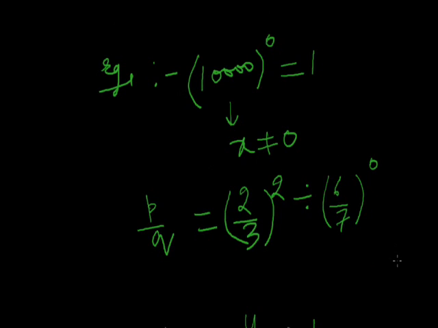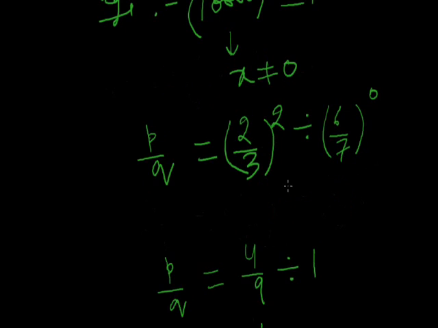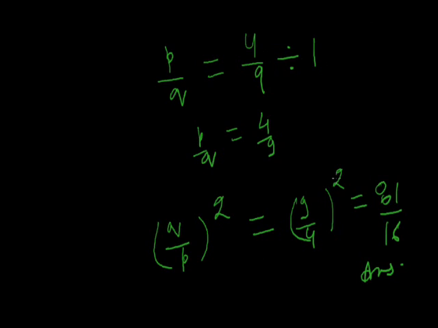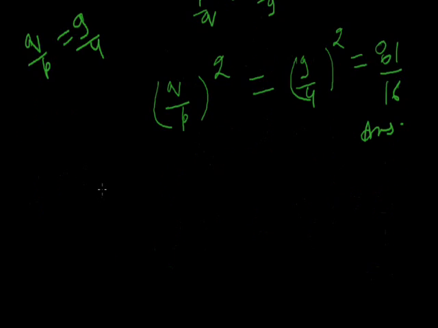Now you can see that after finding P by Q is equal to 2 raised to the power 2 divided by 3 raised to the power 2 divided by 6 divided by 7 raised to the power 0. Anything raised to the power 0 gives you the answer as 1. We will find that P divided by Q is equal to 4 by 9. Now we are required to find Q by P. Then Q by P is the reciprocal of P by Q. This equals Q by P is 9 by 4, and to find the whole square of Q by P, we will find the whole square of 9 by 4, which will give you the answer as 81 upon 16.